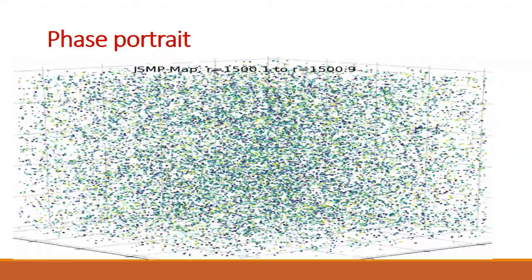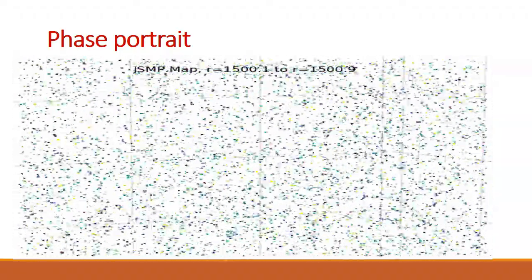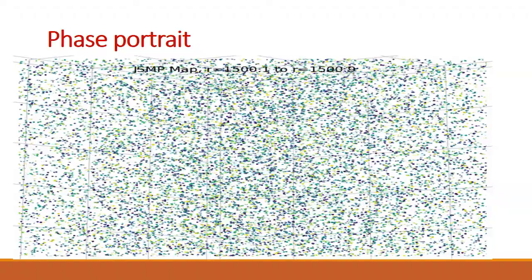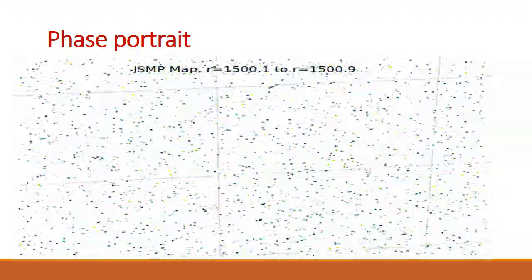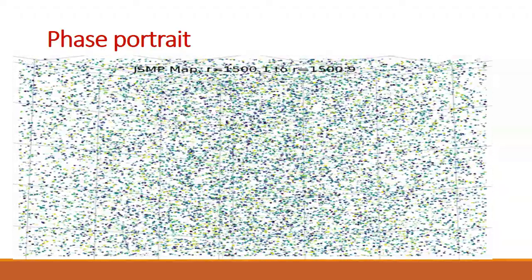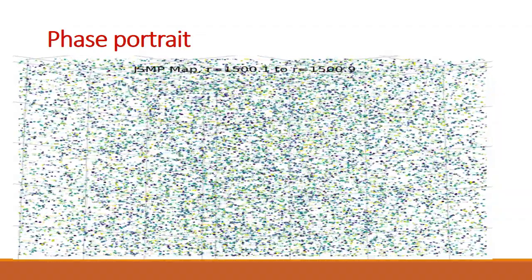Now we are watching the 3D phase portrait of the JSMP map. A very distinctive feature, as mentioned above, is that it is chaotic for a very large range of the control parameter. And here you observe that for R equal to 1500.1 to R equal to 1500.9, it is showing absolute chaos. So each dot in this figure is a chaotic value, and you can notice there is an equal distribution of chaotic values in this range.